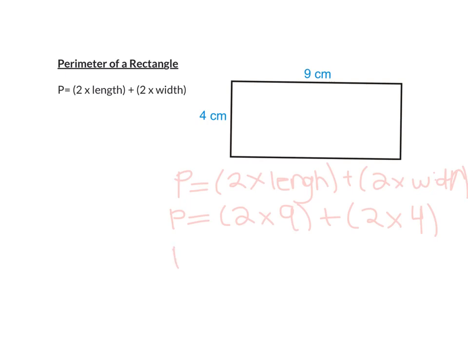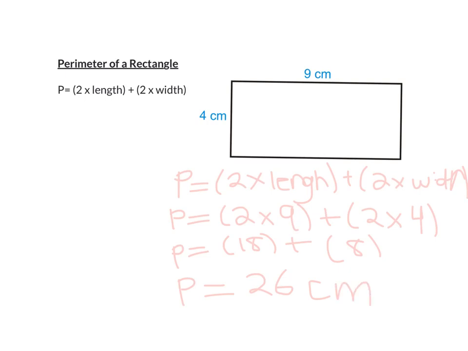So now I can go ahead and solve, and according to BEDMAS, I know that I need to solve for my brackets first. So since I do have a set of 2 brackets, I can go ahead and solve for both of them at the same time. So I know that 2 times 9 equals 18 plus 2 times 4 equals 8. So I can go ahead and add these together. So P equals, and I know 18 plus 8 equals 26. Therefore, my perimeter is 26 centimeters.